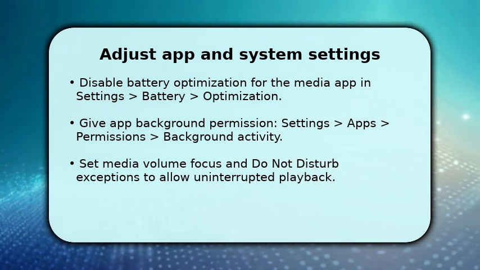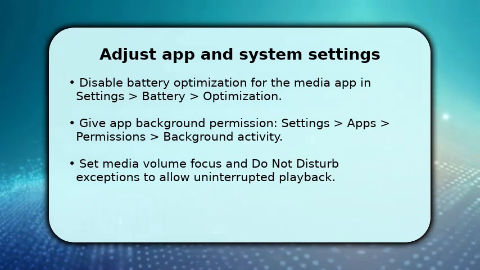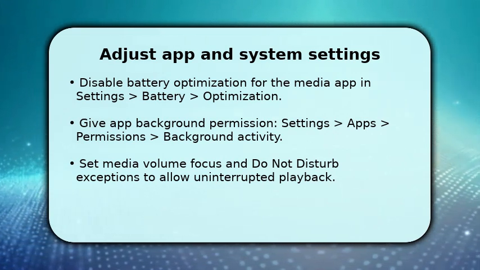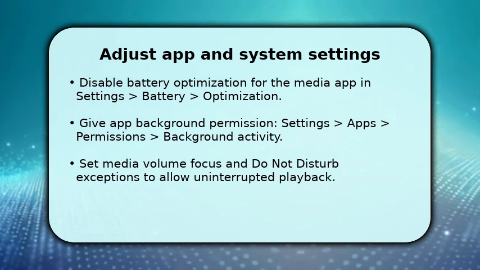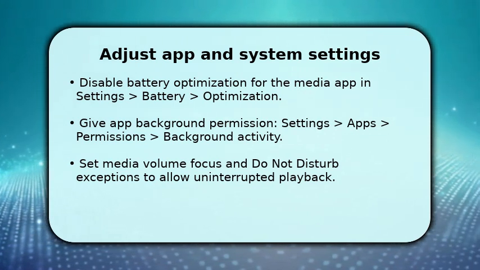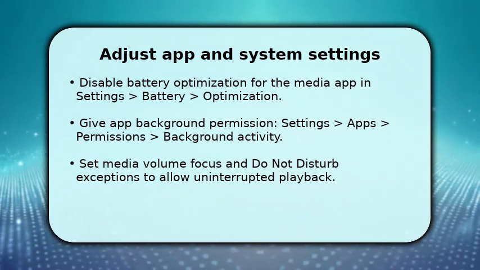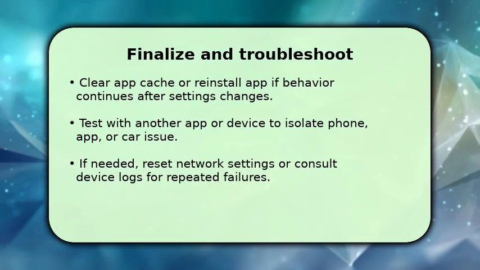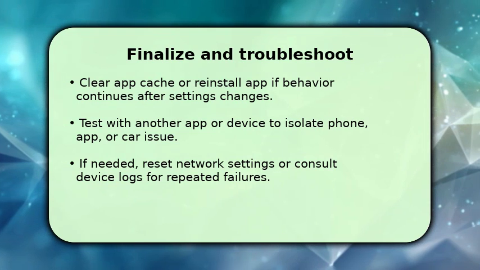Next, grant background activity or media permissions so playback continues when the screen is off or the app isn't foregrounded. Also adjust audio focus and do not disturb exceptions so the app isn't suppressed by notifications or other apps. Once these are set, test by playing a track while locking the phone and connecting to the car.